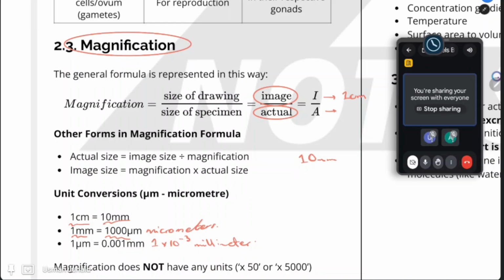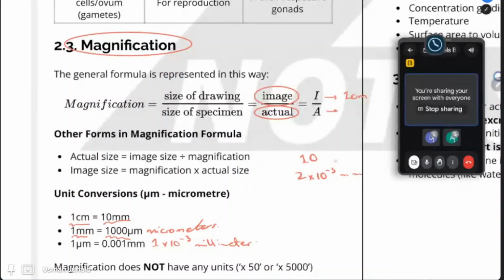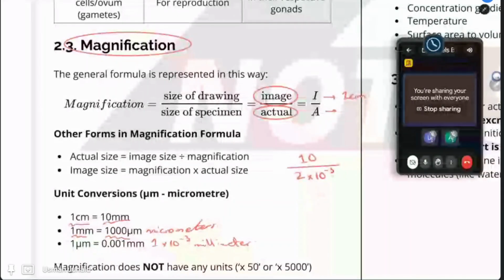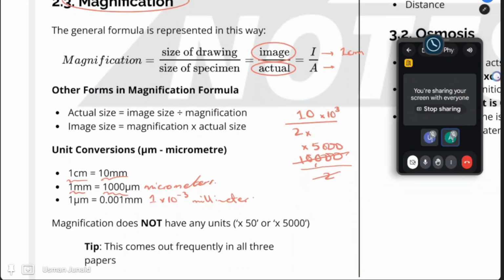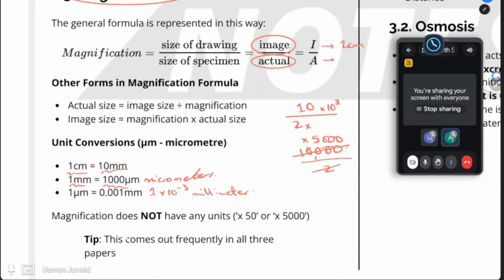So you divide these two. The two units will cancel because they're the same. And then you have this value. We'll take this upstairs and make it 10 to the power 3. This becomes 10,000 over 2, which becomes 5,000. So that magnification is 5,000 times. Okay. So can you see that it has no units?